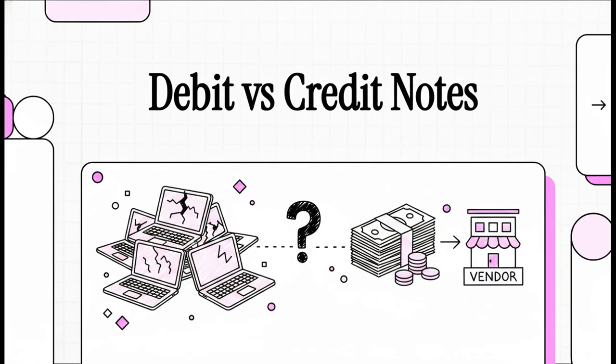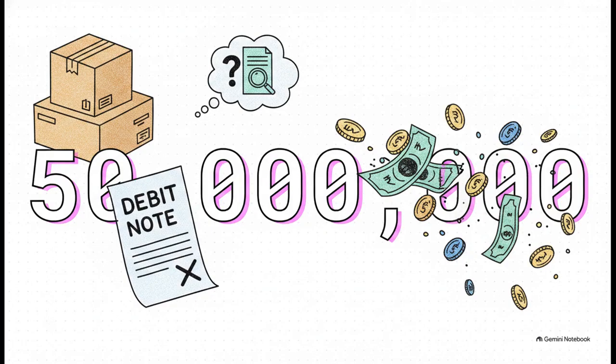Picture this. A warehouse just returned 100 completely defective laptops, but the finance team still went ahead and paid the vendor the full 50 million rupee invoice anyway. But why? Well, they returned the physical boxes, sure, but they completely forgot one absolutely crucial step. They forgot to issue a debit note. And because of that simple oversight, they literally lost 50 million rupees in the process.